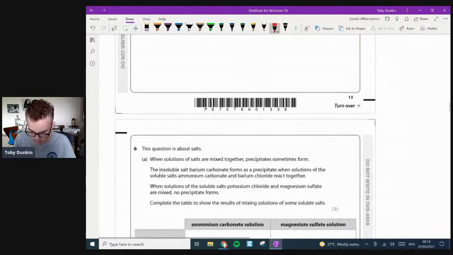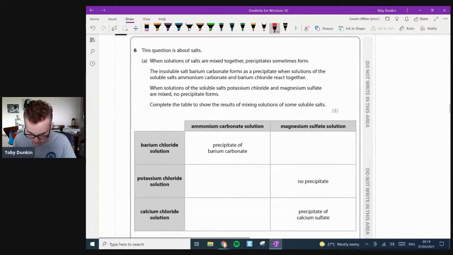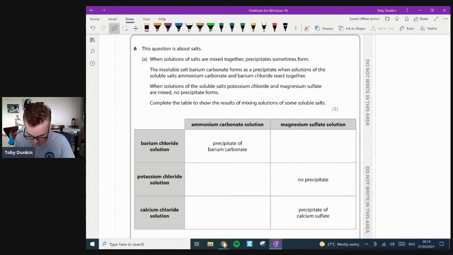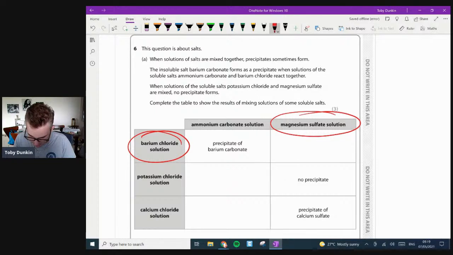Next. This question is about salts. Okay, so they're doing chemical tests here, folks. They've added barium chloride to magnesium sulfate. We're going to form a white precipitate, white PPT, of barium sulfate, BaSO4 solid. Do we need to give the names? Name or formula?